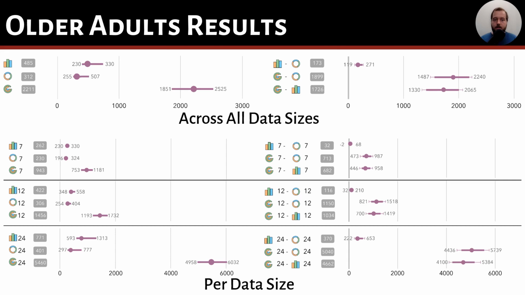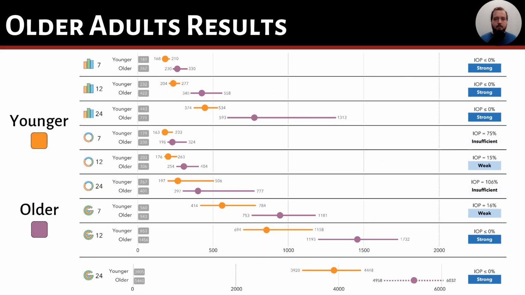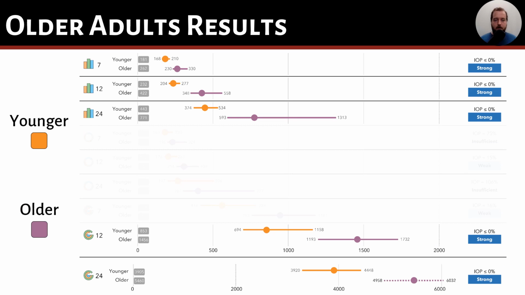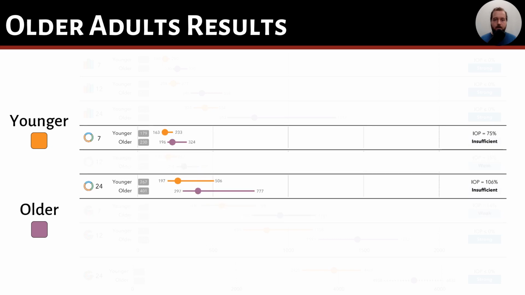For just older adults, we noticed a strong tendency of radial charts to require much more exposure time across all data sizes. We generally found that bar and donut were similar, however, as the data size increased, the gap between them increased. Comparing older and younger adults, there were 5 conditions for which we observed strong evidence of differences, including all bar charts, 2 conditions with weak evidence, and 2 with insufficient evidence, both from donut.